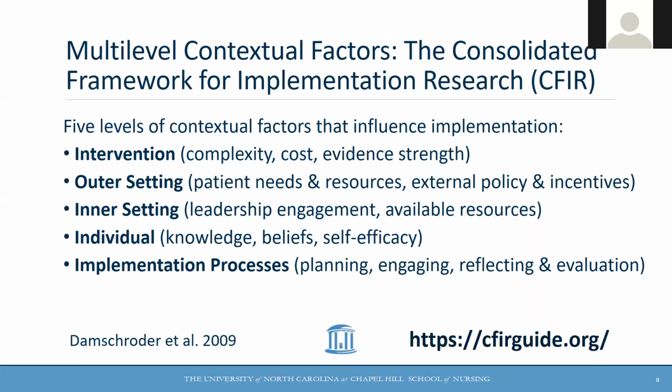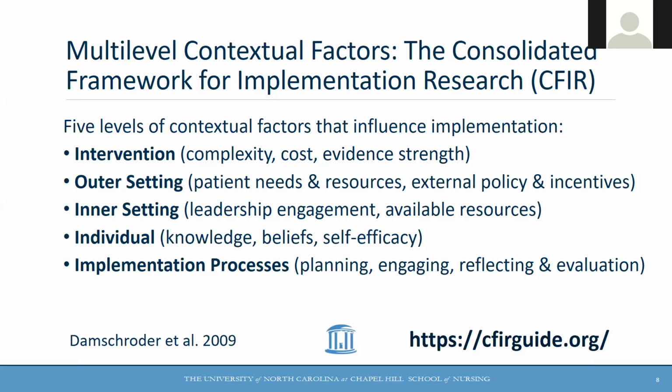So this is just another depiction of the Consolidated Framework for Implementation Research, and it shows the 5 domains or levels. And the CFIR has, I believe it's 39 constructs that fall within each of these 5 levels or domains. And here I just put a few of them to give you a flavor for each of them. So interventions, the complexity, cost, and strength of evidence and support of an intervention all influence how readily it will translate or be implemented into practice.